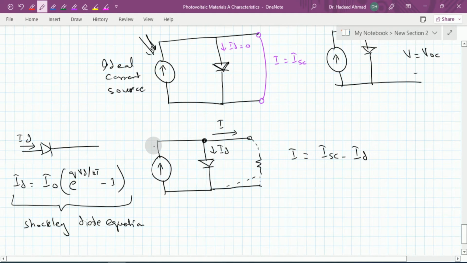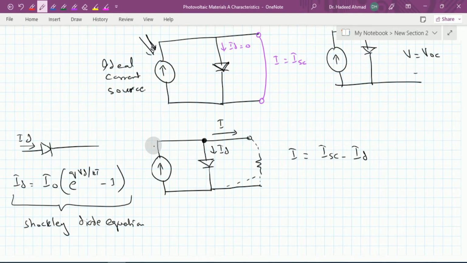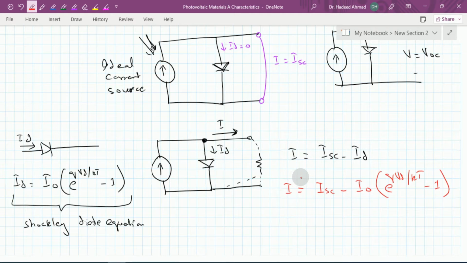We will substitute this particular equation into this KCL, which gives us the output current flowing through a given PV cell. So this I becomes equal to ISC minus I naught e raised to the power qVd over kT minus 1.